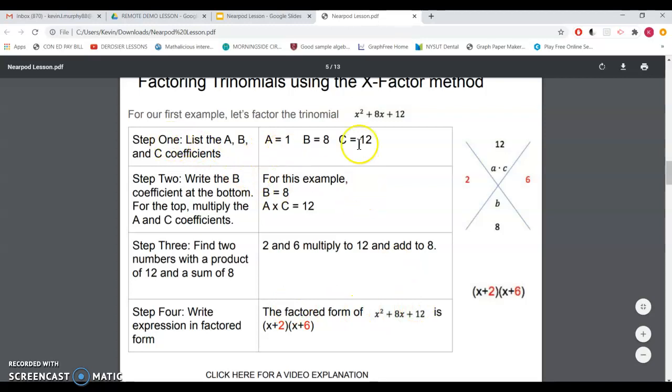Now, just to recap real quick, we list out the coefficients, right? 1, 8, and 12 for A, B, and C. Then we start to write our diagram. Draw the X, AC on top is 12, B on bottom, 8, and find two numbers that multiply to 12 but add to 8, 2 and 6. Write the factored form, x plus 2, x plus 6, and multiply it out just to check your answer to make sure you did it right.